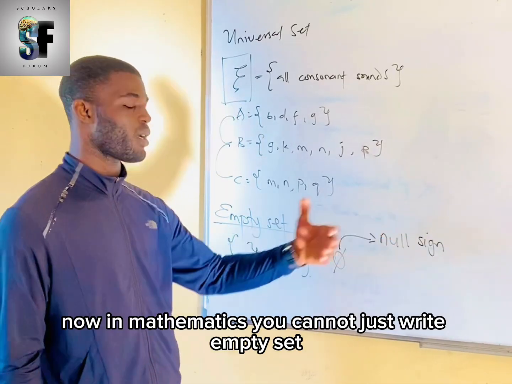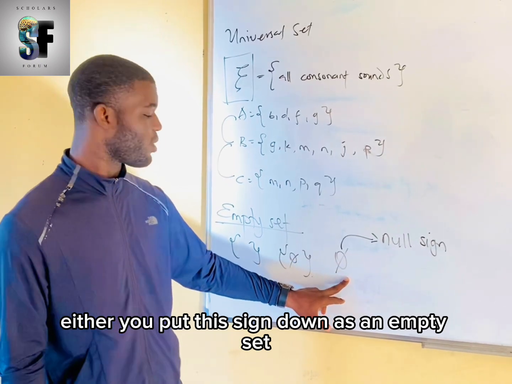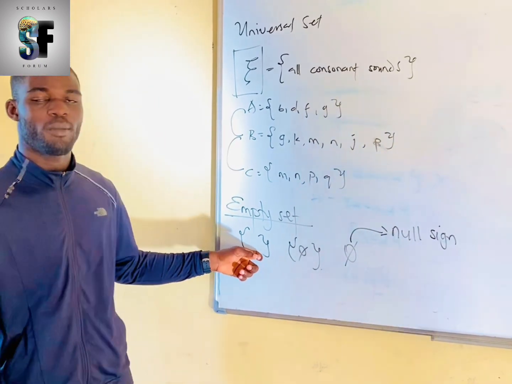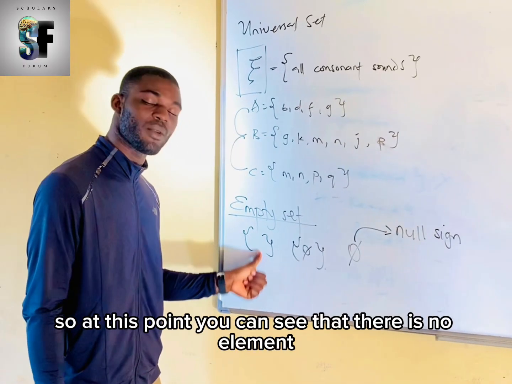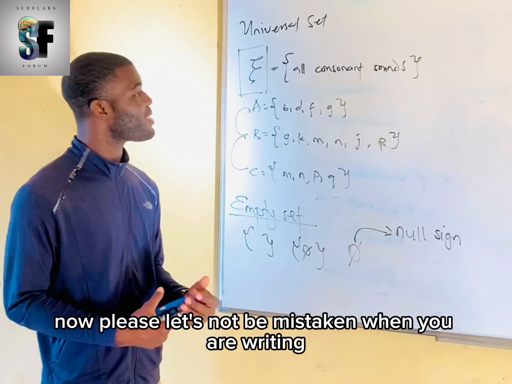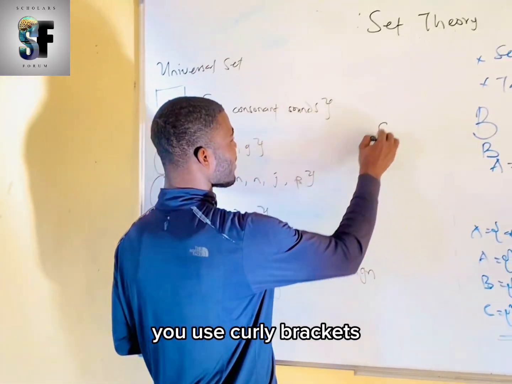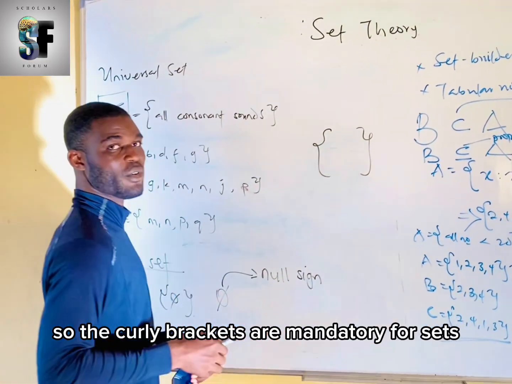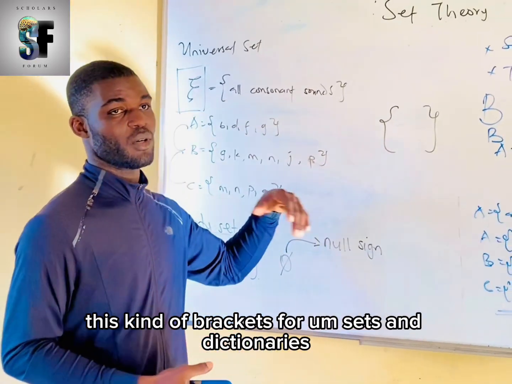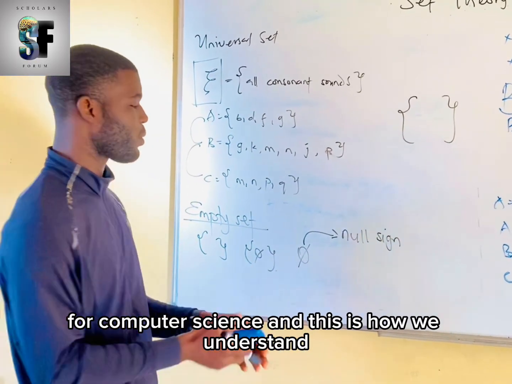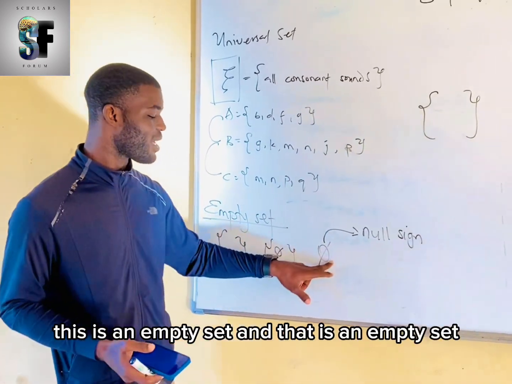In mathematics, you cannot just write "empty set." There is a way we represent empty sets. Either you put this sign down as an empty set, or you put this down as an empty set. Remember in the beginning I said it's a set with no element inside. At this point, you can see that there is no element in this particular set. Please, let's not be mistaken. When you are writing sets, you don't use just any brackets. You use the curly brackets, and the curly brackets are mandatory for sets. Even in computer science, you will find them telling you to use this kind of brackets for sets and dictionaries. For the purpose of this course, this is an empty set, and that is an empty set.